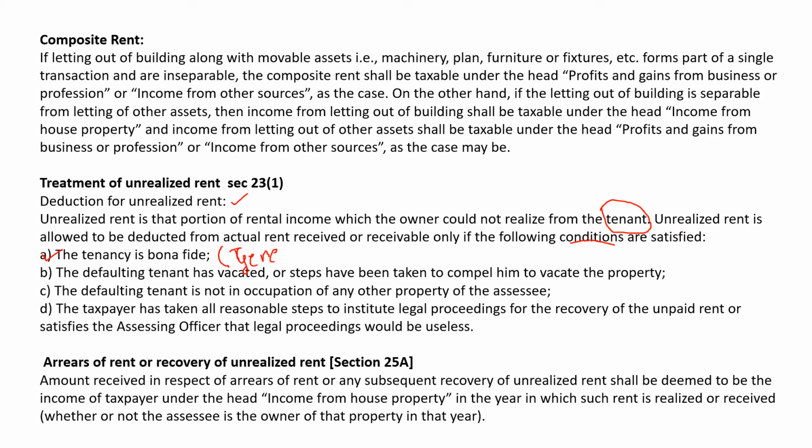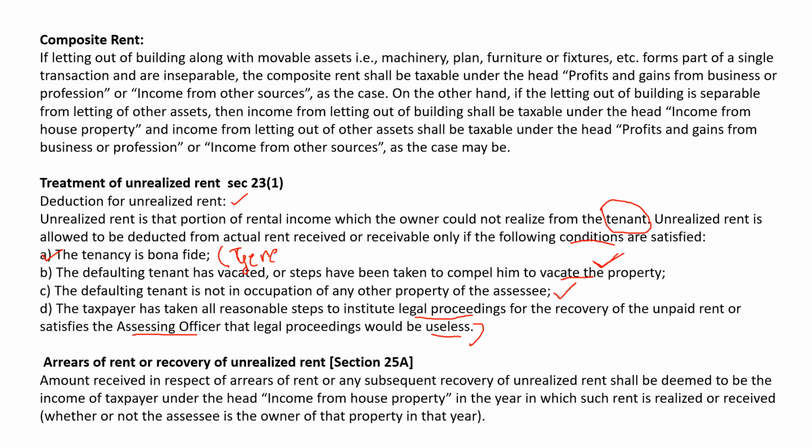The next is that the defaulting tenant has vacated, or steps have been taken to compel him to vacate the property. That means we have tried a lot so that we can recover our rent, and if not, then we have compelled him to vacate the property. We have taken all the steps so that he vacates our property. The defaulting tenant is not in the occupation of any other property of the assessee, and he is not living in any other property of the owner. The taxpayer has taken all the reasonable steps to institute legal proceedings for the recovery of the unpaid rent. That means he has taken all the steps to recover the rent, and he has also gone through the legal proceedings for recovering the unpaid rent. And only if the assessing officer is satisfied that the legal proceeding would be useless will we consider it as unrealized rent.